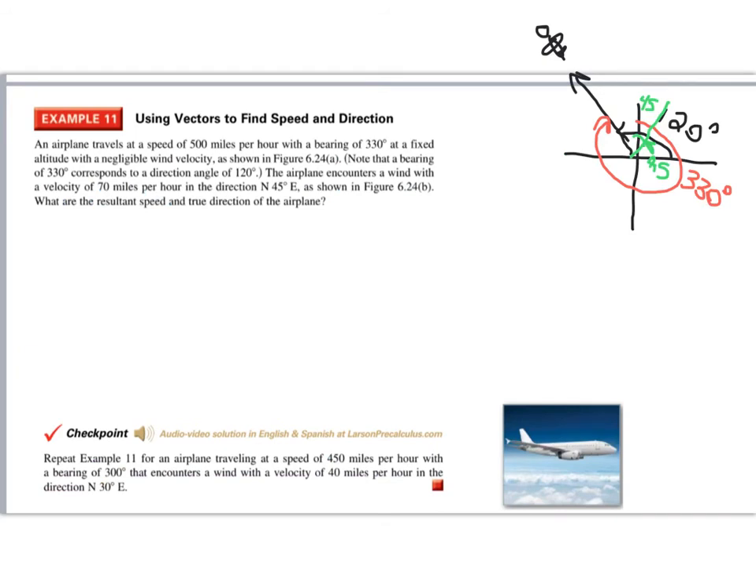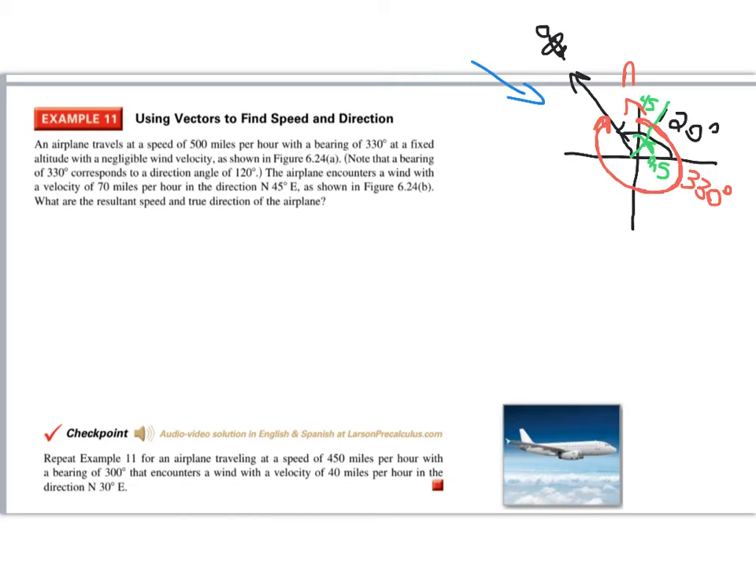An airplane travels at a speed of 500 miles per hour with a bearing of 330 degrees at a fixed altitude with a negligible wind velocity. And so here, this is going to be our picture. So here's what I want to explain first. The 330 degrees. What you need to think about with 330 degrees is, remember when we do bearing, bearing starts north and goes clockwise. So this way right here is north, and it went clockwise 330 degrees.